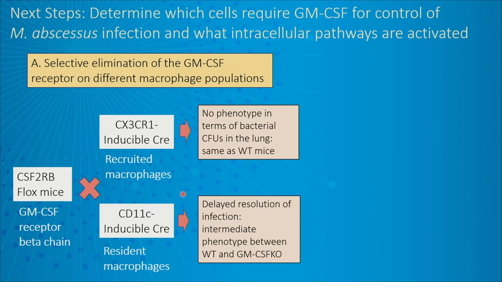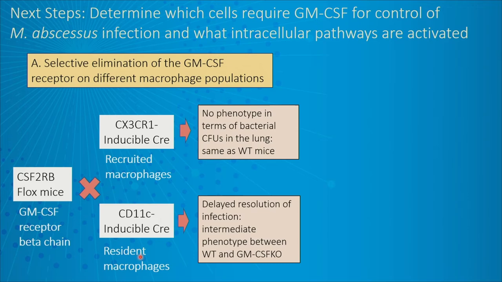In contrast, with the mice that are lacking the receptor on the resident macrophages, I think these mice are going to initially get infected. Those macrophages will not be able to deal with the infection. However, then you have the recruited macrophages come into that GM-CSF-rich environment of the alveoli. And what I showed you with human cells is it doesn't take that long for those cells to take on a killer phenotype. So I think these mice will have a delayed resolution of infection with an intermediate phenotype between the wild-type and the GM-CSF knockout mice.